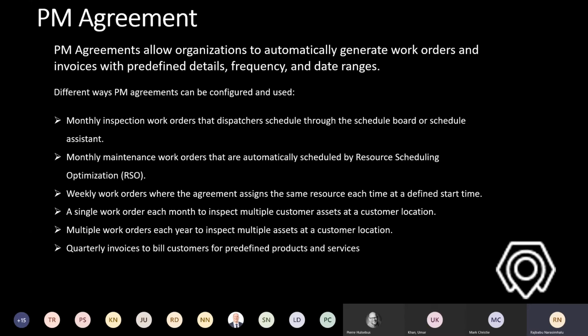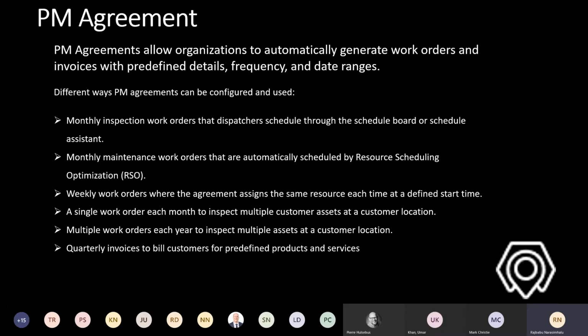There are different ways in which we can configure a PM agreement. We can set up monthly inspection work orders that the dispatchers pick up once they are created and manually schedule using the schedule board and schedule assistant. Or the PM agreement can create the work order, and RSO can be configured to pick up those work orders and automatically schedule them. So there's no human intervention in the system. The work order is created, and it is scheduled and assigned.